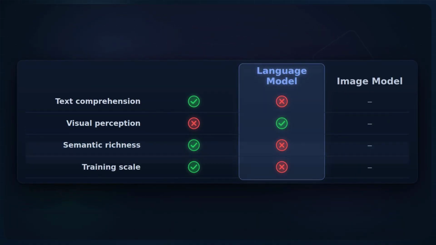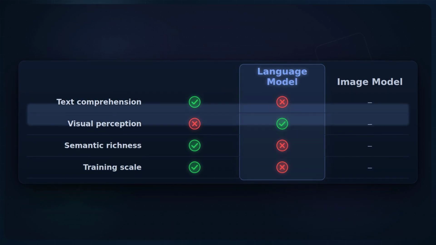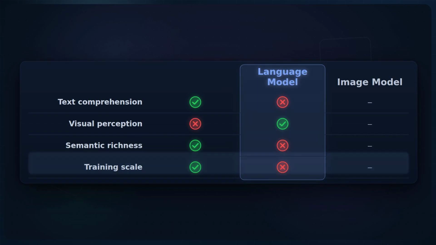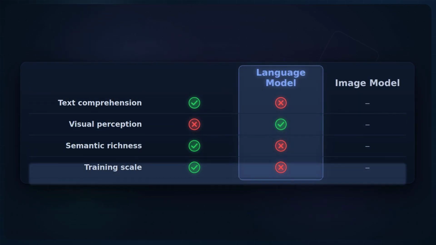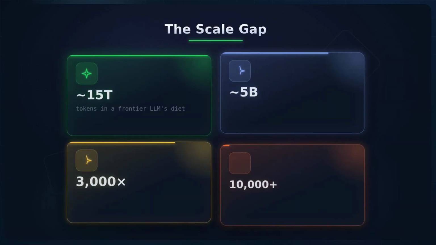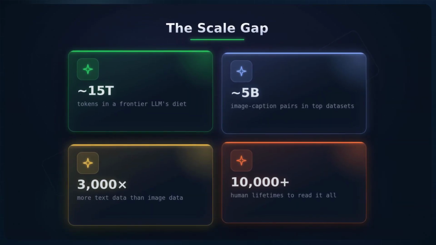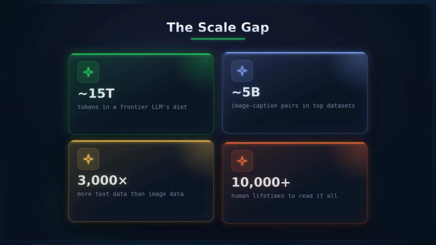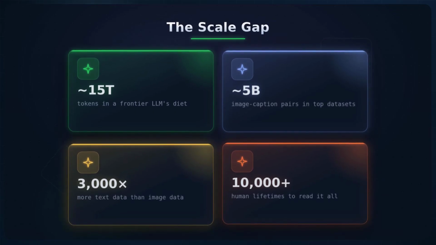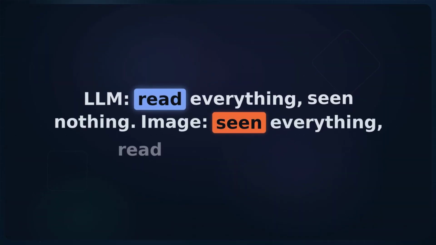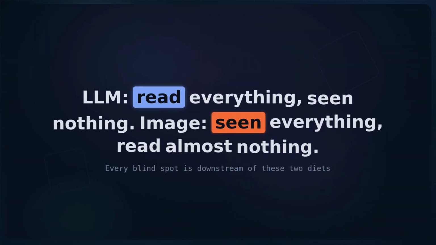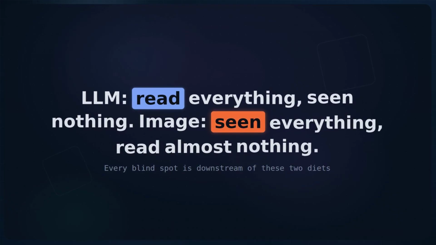Billions sounds close to trillions. It isn't, it's orders of magnitude, and the captions are short, sloppy, written for humans who could already see the picture. That gap explains why data quality fights matter so much in the image world. Labs that curate their training images and rewrite captions keep winning, a direct result of the diet. And here's the reveal. A language model has read everything and seen nothing. An image model has seen everything and read almost nothing. Every weakness we covered today is downstream of those two diets.